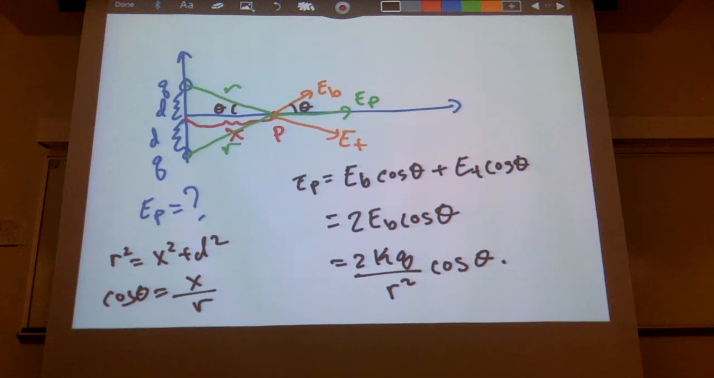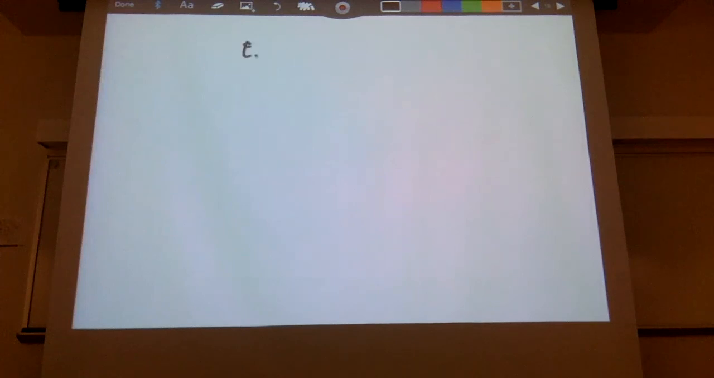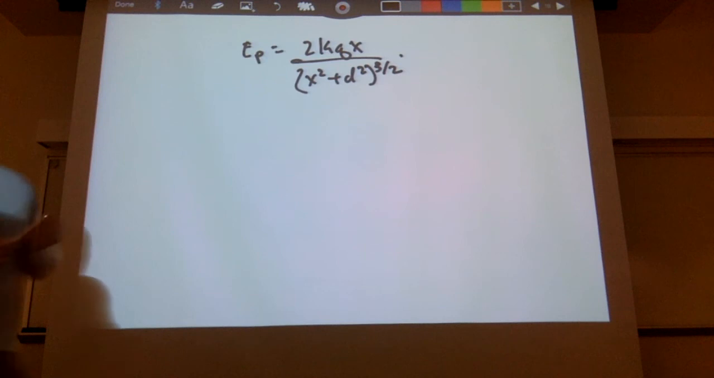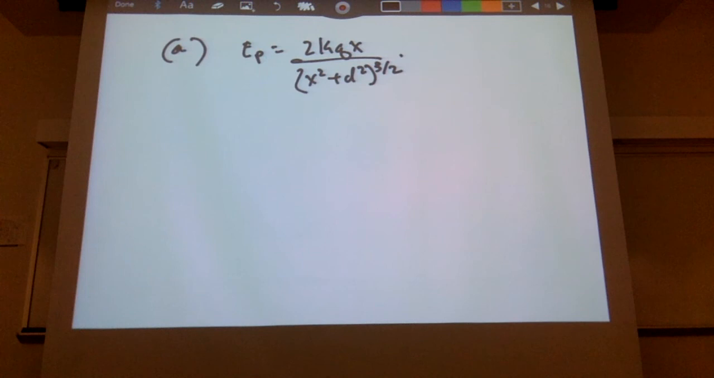Okay? So finally, we can put everything together. This says that the electric field at point P is going to be twice k times q times x divided by x squared plus d squared to the 3 halves. This is my total electric field. So this is my electric field as a function of position anywhere along that x-axis. This was part A.